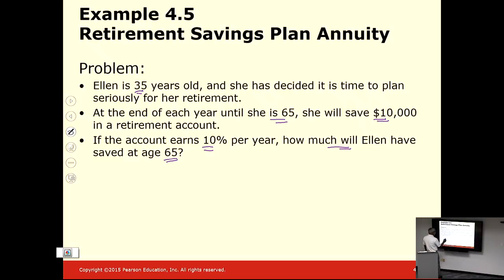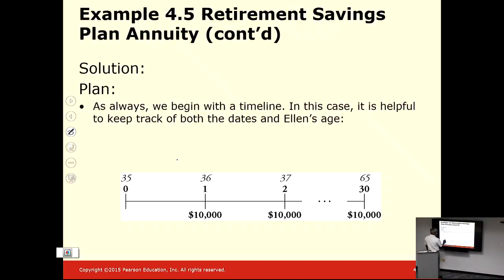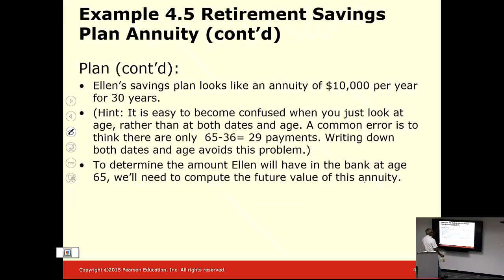So in this case, we have from year 35 to year 65. So year 36, $10,000, 37, $10,000, year 65, $10,000. If you put this into a timeline, essentially you have 30 payments of 10,000 each.